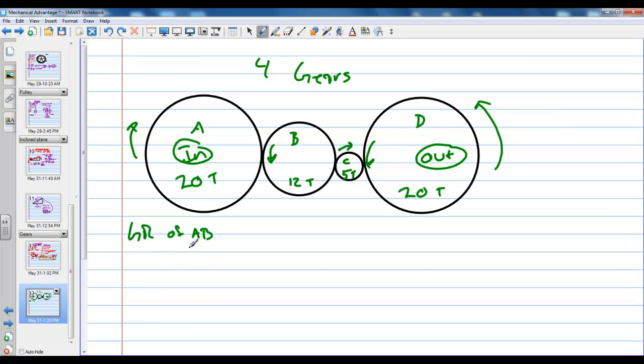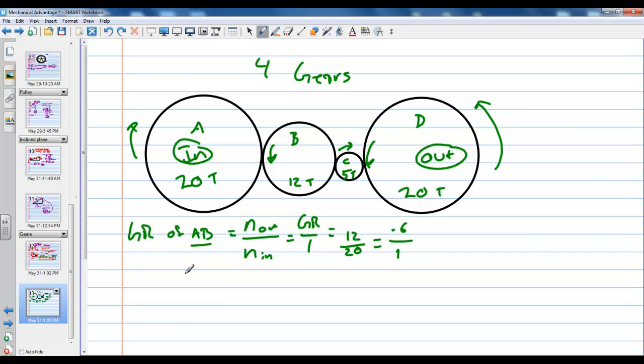Okay, so my input, the gear ratio of my input, I know that the number of teeth out over the number of teeth in is equal to the gear ratio over 1. Okay, and what do I get here? Well, we're looking at A to B, right? Gears A to B. My input is 20, and my output is 12. So 12 divided by 20 is equal to 0.6. Okay, 0.6 over 1 is my gear ratio for A to B.